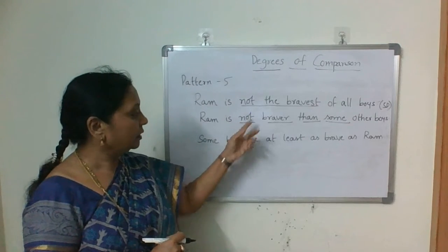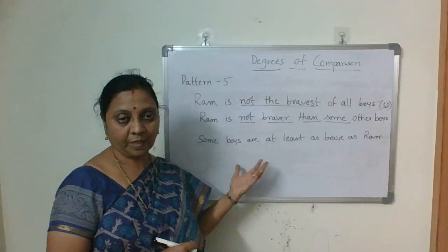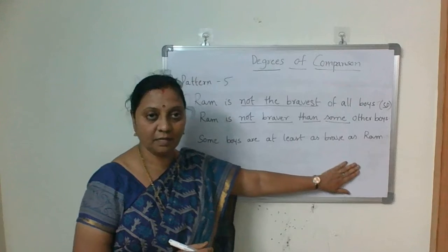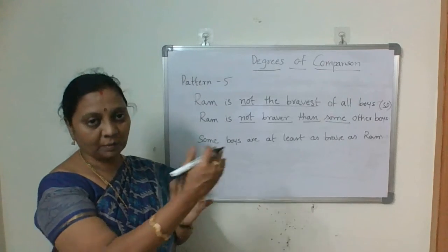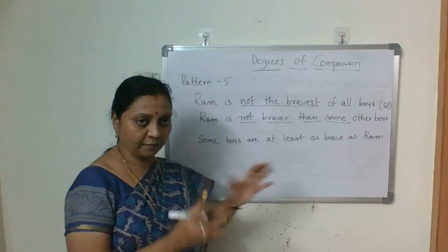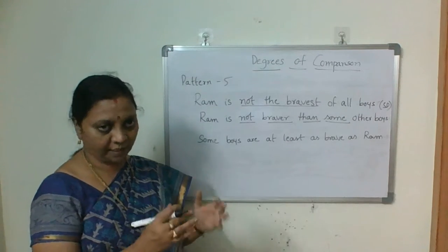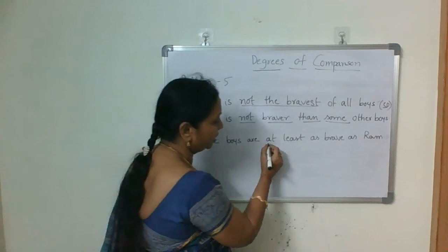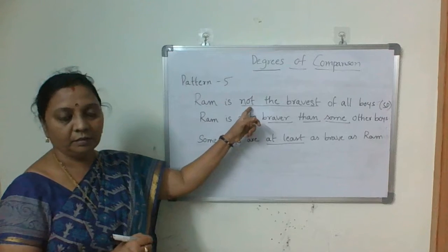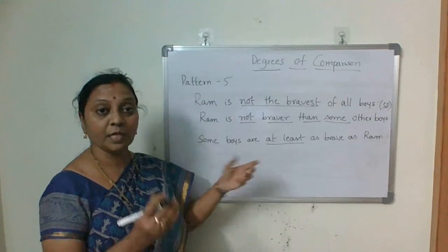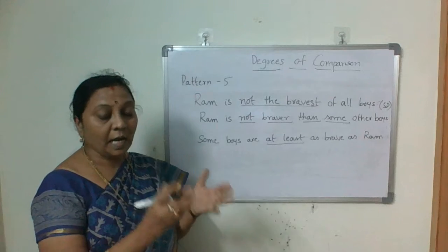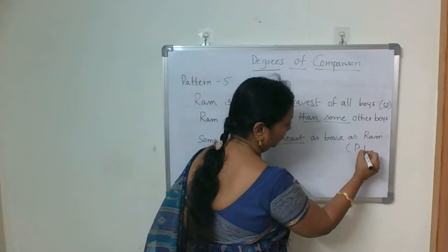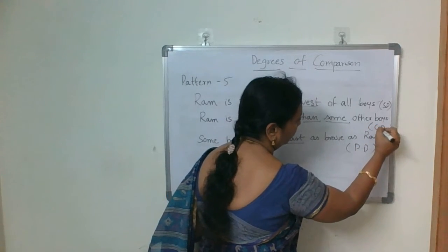Okay, then the next one, in positive form: some boys are at least as brave as Ram. Some boys are there with equal bravery, just like Ram, they are brave just like him. So some boys are at least as brave as Ram. You have to use the words "at least" when negative superlative is used. This is in positive degree, and the earlier one is in comparative degree.